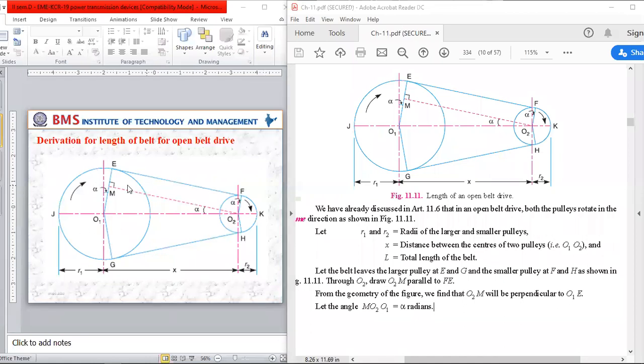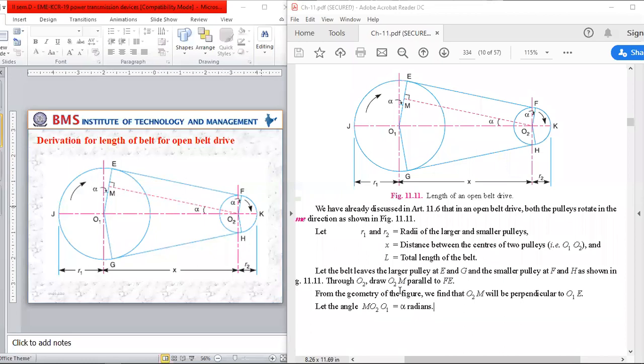GJE forms a sector. The length of a sector can be calculated using R into theta, the radius of that sector times the angle made by that sector. So L is equal to R theta. Using that equation, I can find this length and here also this length. By adding the EF length plus GH length plus the arc length of GJE plus the arc length of FKH, we can find the length of the belt.